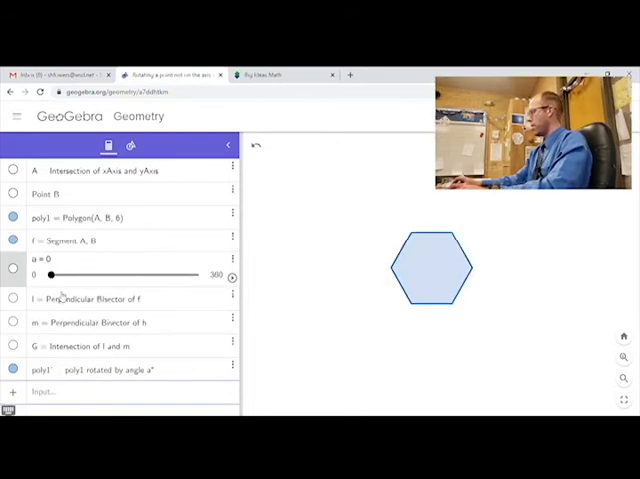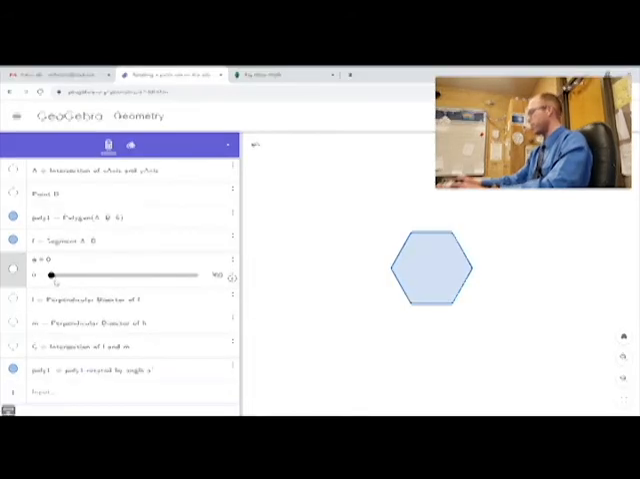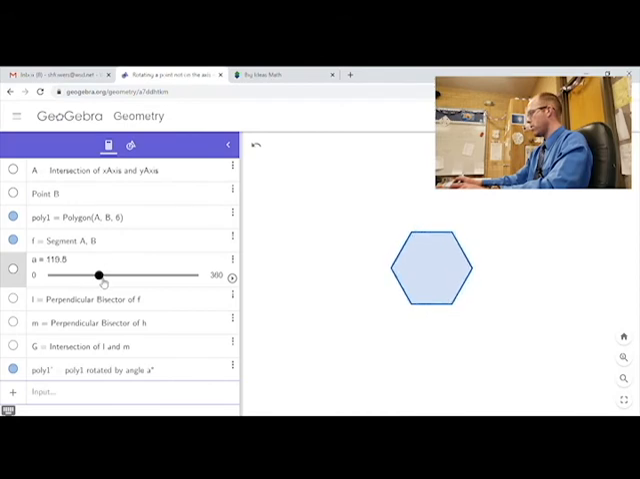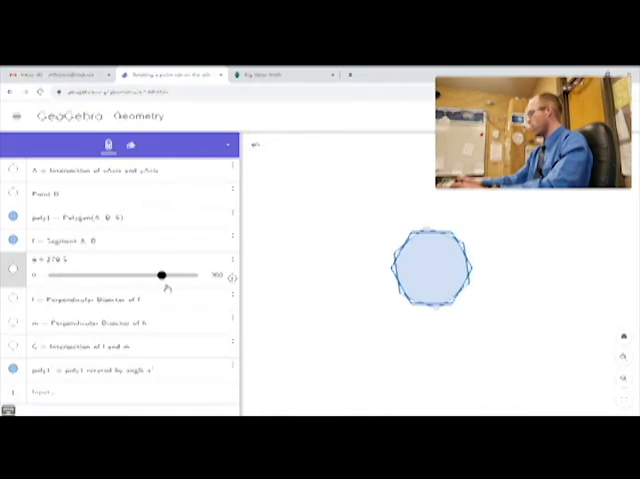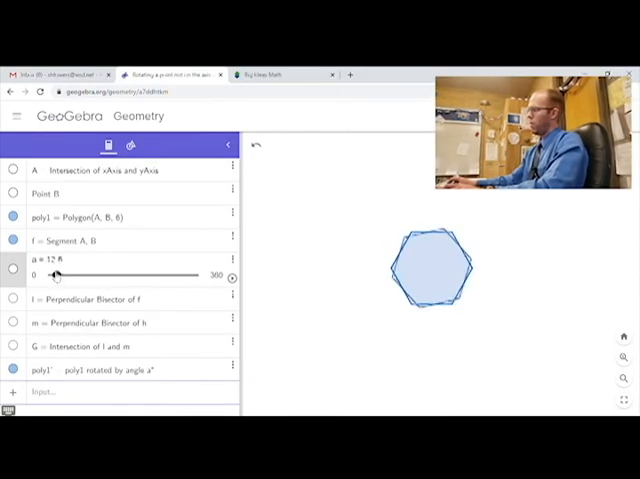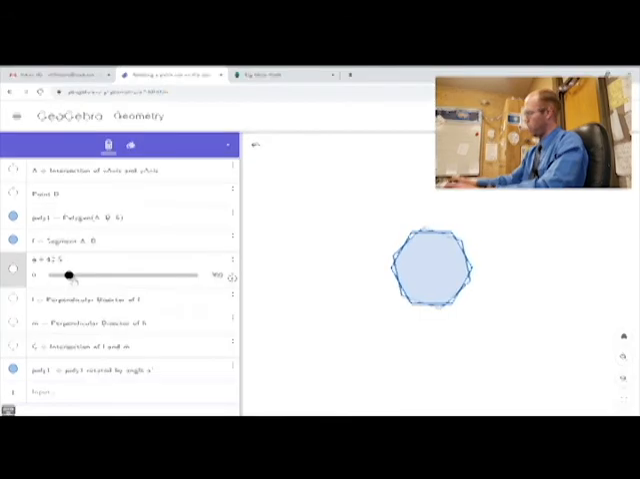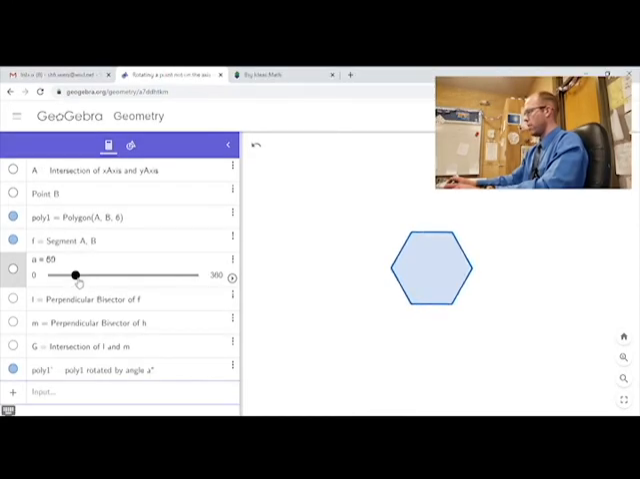So if we did the same thing with a polygon that had 6 sides, we can see that it will rotate 1, 2, 3, 4, 5, and 6 times to complete a 360-degree rotation. 360 divided by 6 is 60, so this first rotation to get to be symmetric right there is exactly 60 degrees. I overshot it just a little bit.